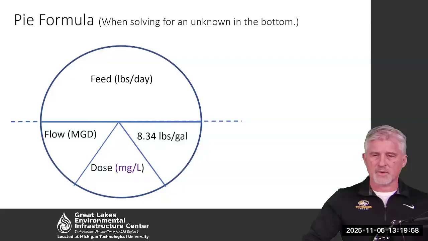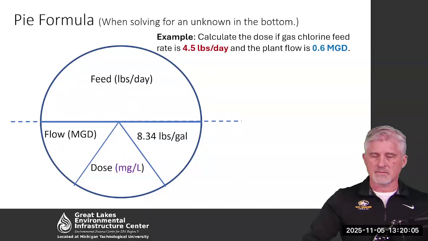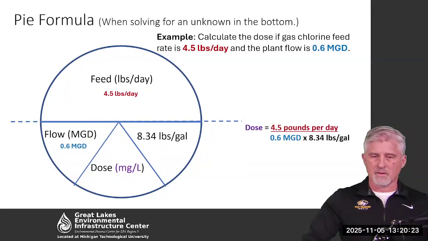So if we decide we want to use that same pie formula and we want to solve for something on the bottom, we can do that. So in our example, we're going to calculate the dose if gas chlorine feed rate is 4.5 pounds per day and the plant flow is 0.6 million gallons a day. So we're going to work this thing kind of backwards. What you do in this case is throw those in, and our dose could be any one of these things. We could put that on one side, and then on the other side, we're going to have the top divided by the other two things.